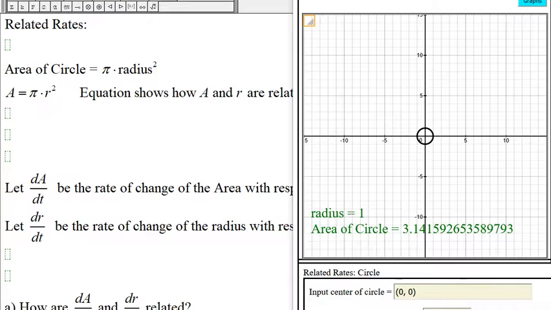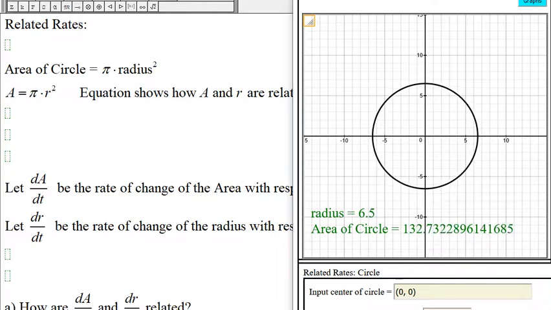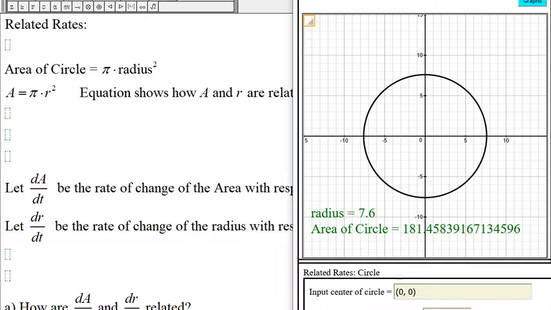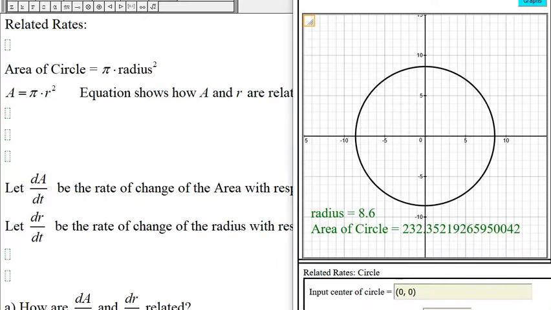So here we have a circle, and if we increase the radius, we know that the area will also increase. If the radius increases at a certain rate, then the area also increases at a certain rate. We'd like to know how the two rates are related: the rate of change of the radius and the rate of change of the area of the circle. If the radius is increasing faster and faster, then the area also increases faster and faster.